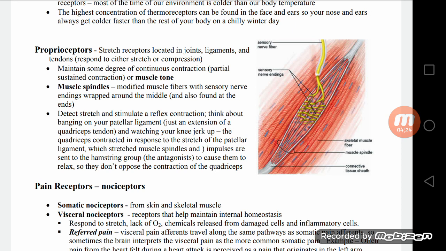Think about banging on your patellar ligament and watching your knee jerk up: the quadriceps contraction is in response to the stretch of the patellar ligament, which stretches muscle spindles, causing them to relax so they do not oppose the contraction of the quadriceps.